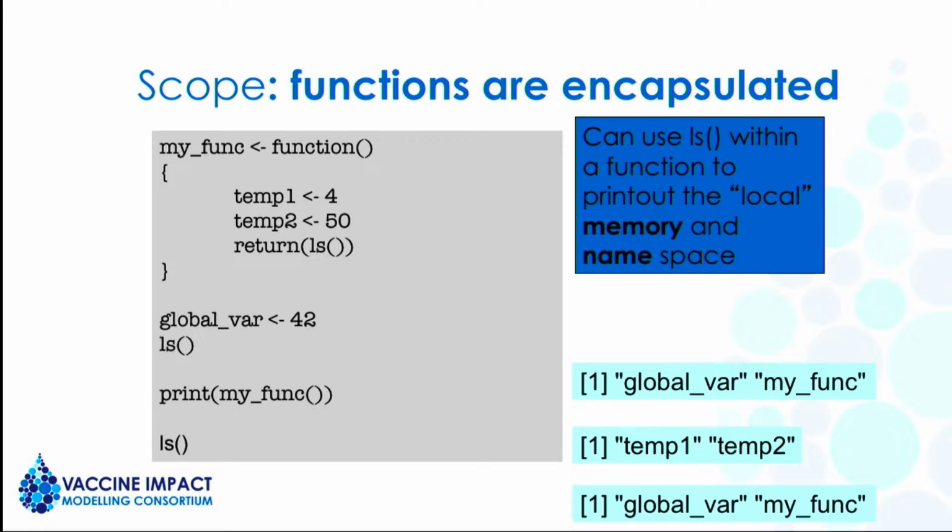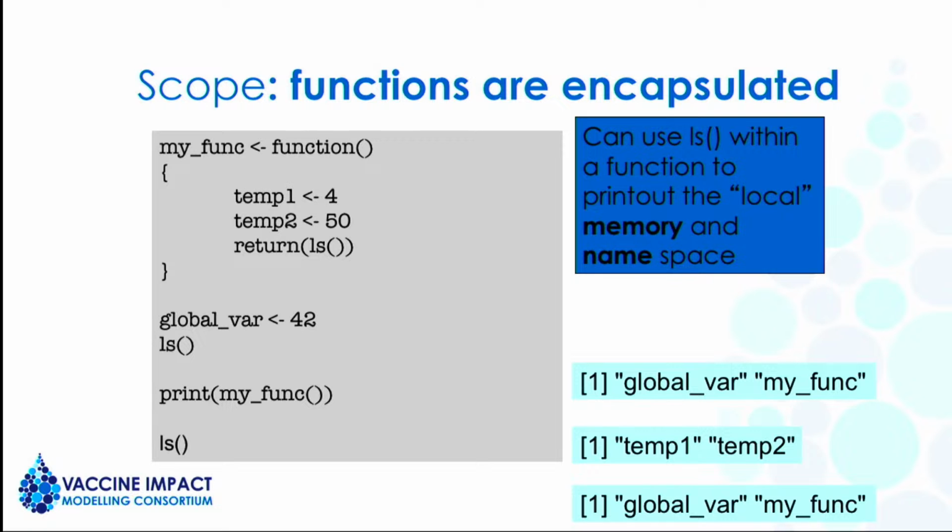So, if we source this code into R, what does it do? Well, it makes an object called myfunc. You'll see that in the global workspace in the pane on the right-hand side. Do feel free to just do this if you've got RStudio in front of you. We also create a global variable which we give the value 42. And when we run the ls function, it tells us there's only two objects in the workspace called global var and myfunc.